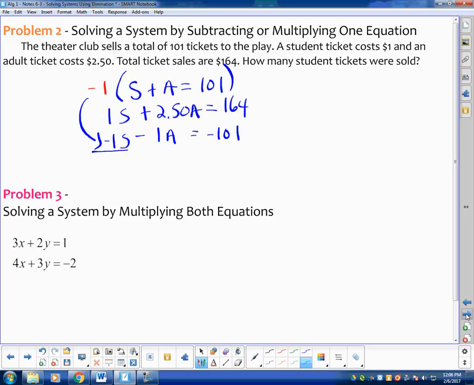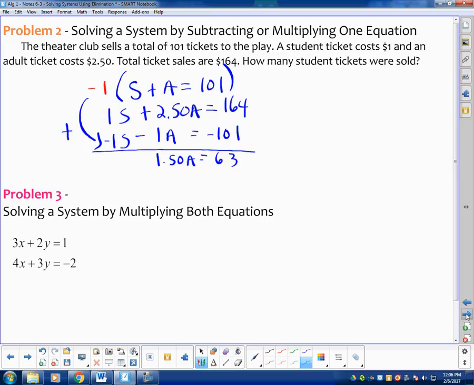So if I draw a line underneath these, put a plus sign out here, the variable that gets eliminated is the s, right? 1s minus 1s is 0 s's. 2.50 minus $1 is just 1.50 a, and 164 minus 101 is 63. It's positive because the 164 is the bigger one in absolute value.